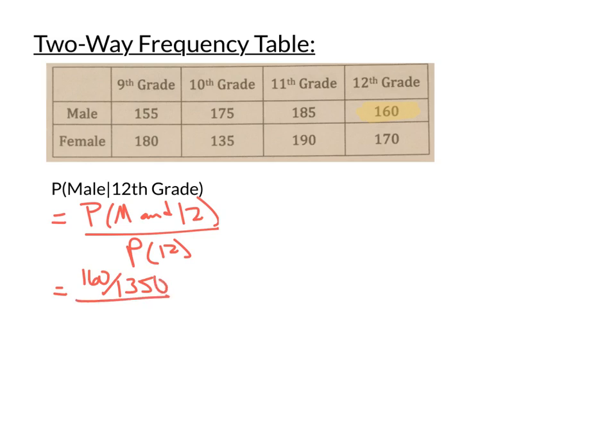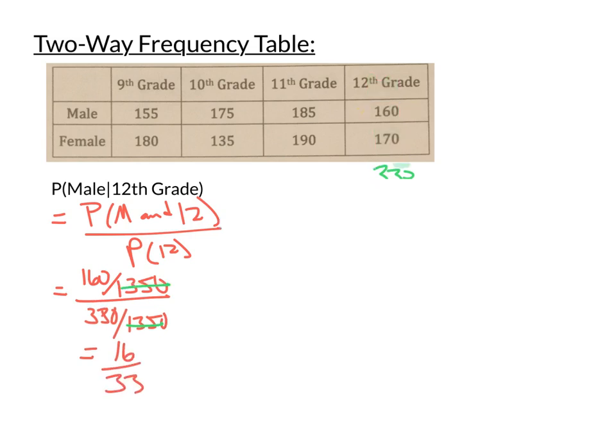Now we need to take that probability and divide it by the probability that a student is in 12th grade. So in 12th grade, these are all the students that are in 12th grade. And if we add all of them up, that's going to be 330 people. So that would be 330 out of this 1,350 students. Of course, going through the canceling, our denominators will cancel. We'll have 160 out of 330, which is 16 out of 33.